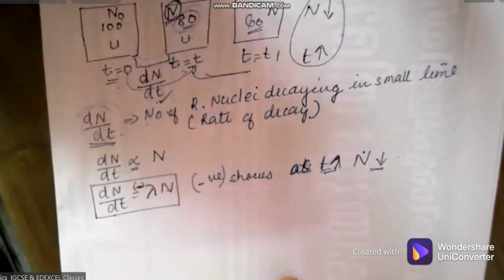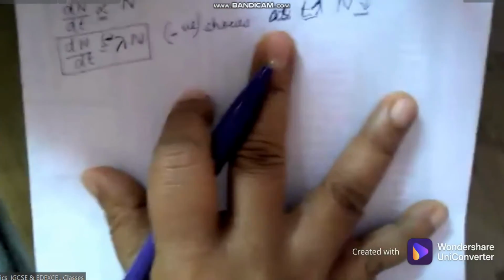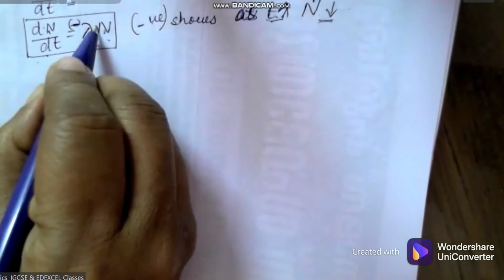Now from this you can make a normal equation after integrating. How can we write it? You rearrange this one, bring the N's to one side and take dt to the other side. Listen carefully to this way of derivation, because they will ask you this derivation. So you rearrange: dN by N is equal to negative of lambda dt. Now what you have to do is integrate.